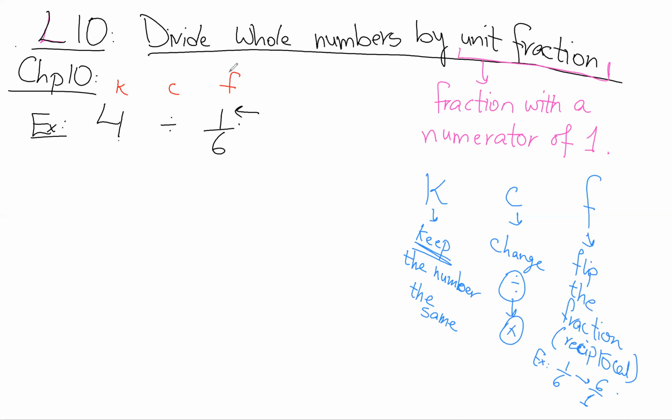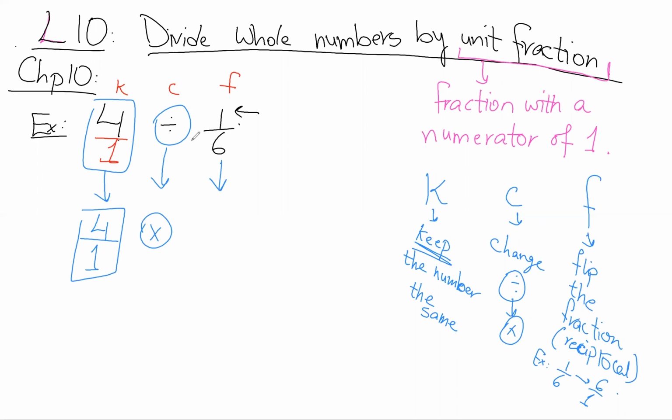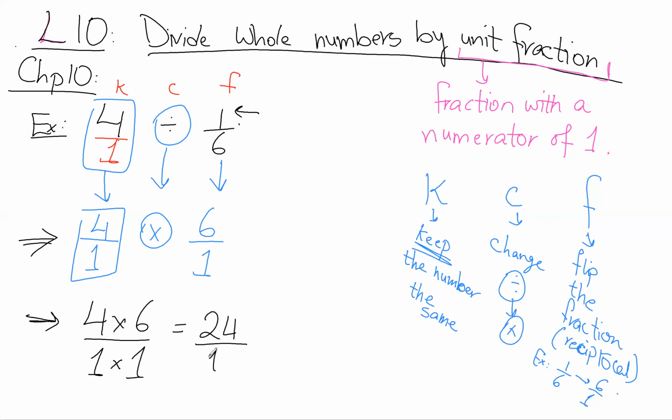Okay, first of all, before applying KCF, I need to change the whole number into a fraction by adding 1 in the denominator. Next, I apply KCF. K is for keep the number the same, don't change it. Copy it the same. C is to change it from divide to multiply. And F is for the flip, so to exchange the places of the numbers, so it will be 6 over 1. Okay, I changed my question from dividing fractions to multiplying fractions, and therefore I can solve it normally. So numerator with numerator, denominator with denominator. So 4 times 6 is 24 over 1, which is equal to 24, which is my answer, or my quotient.